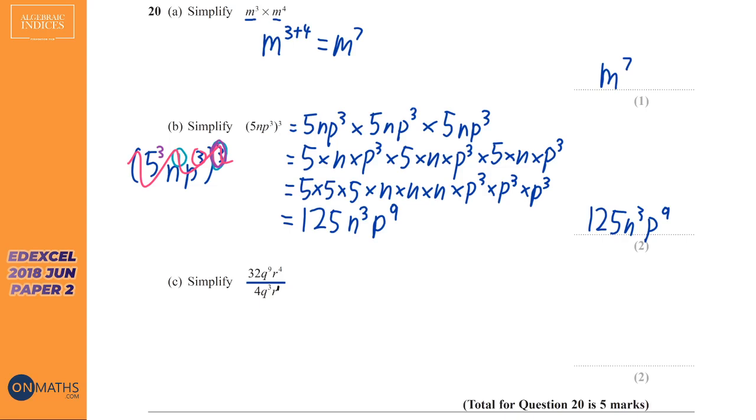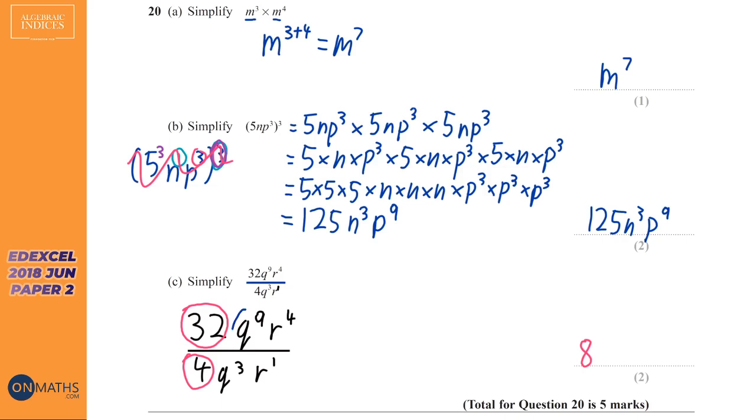Okay, what we're going to do is I'm just going to write it out again but bigger, so we've got a bit more space to play with here, and I can show you what we're doing a little bit easier. So 4q to the power of 3 r to the power of 1. So we're going to do each of these individually. So I'm going to do the 32 divided by the 4. That's all I'm going to do. So 32 divided by 4 is 8.